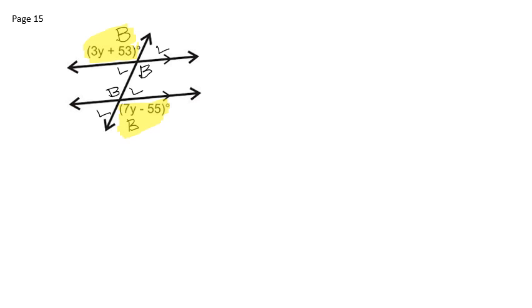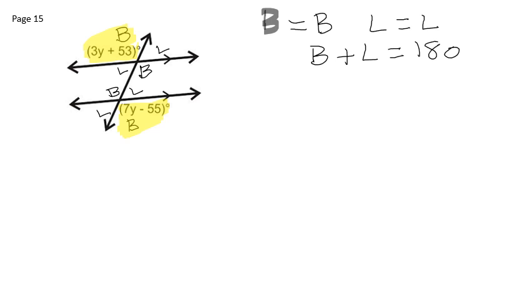And if I think, okay, how could I set up this equation? Well, remember that the bigs equal the bigs, the littles equal the littles, and the big plus the little equals 180. So we have a decision to make. We have to look and see, what do we have? Do we have the same letter, or do we have different letters? And when we have the same letter, which we do, we have a B and a B, we set those equal.